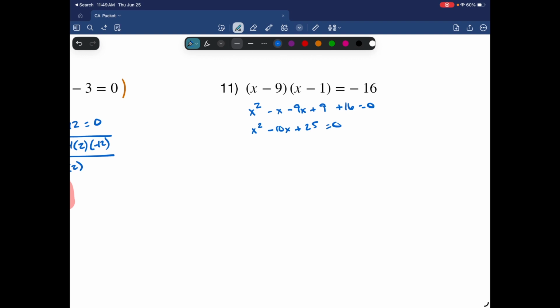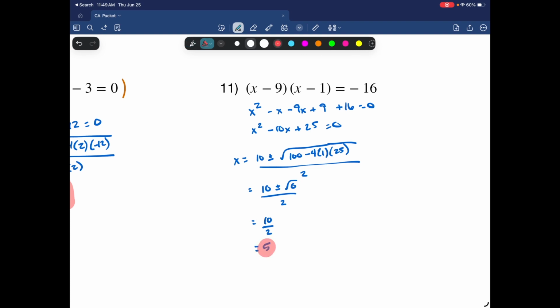Okay, so you could factor this, or you could do the quadratic formula. So this is going to be x equals 10 plus or minus square root 100 minus 4 times 1 times 25, all over 2a, so it's just 2. 4 times 25 is 100, so that's going to be 0 underneath. 10 plus or minus square root of 0 over 2. So that's going to be 10 over 2, which is just 5. All right, because the square root was 0, the plus or minus fell out. And there you go.